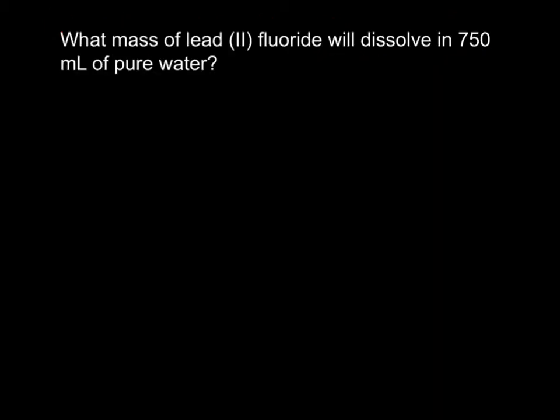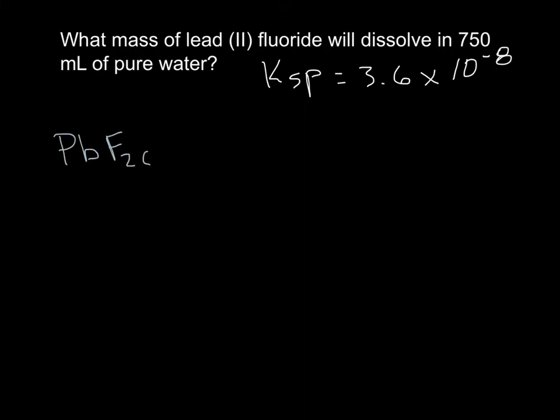Alright, so on to the application of this with KSP problems. What mass of lead-2 fluoride will dissolve in 750 milliliters of pure water? Quick reminder, the KSP for this is 3.6 times 10 to the negative 8th. Just a quick reminder from class, this reaction is lead-2 fluoride solid dissolving in water to form the lead-2 ion plus 2 fluoride ions. Both of those are aqueous; I'm just not writing them. I wrote solid because I remember that the solid doesn't factor into equilibrium.